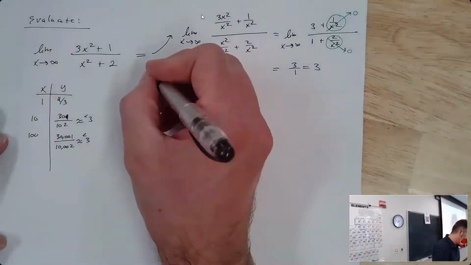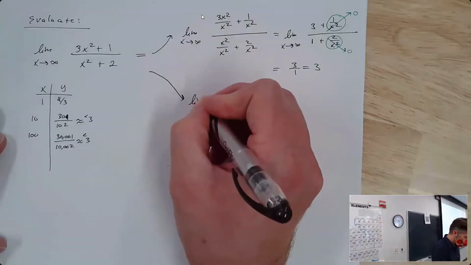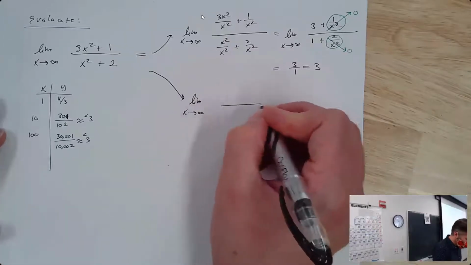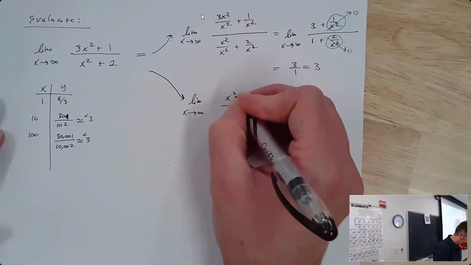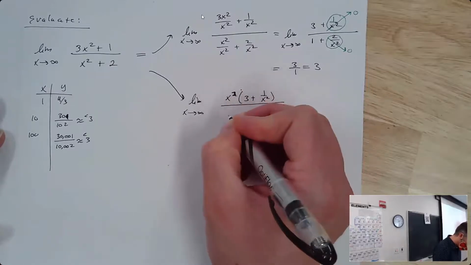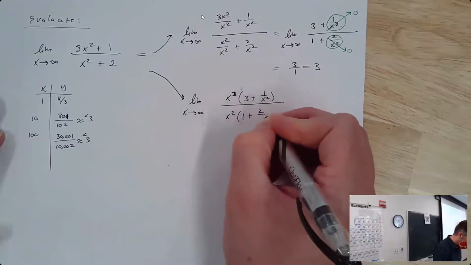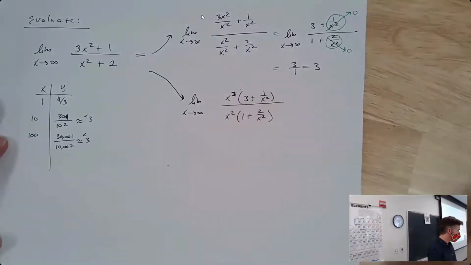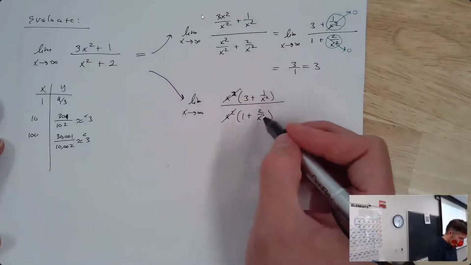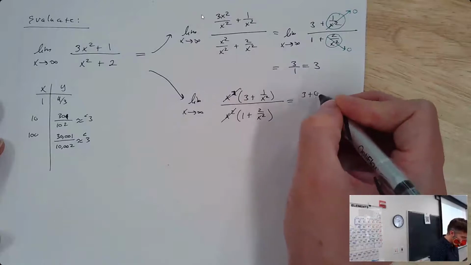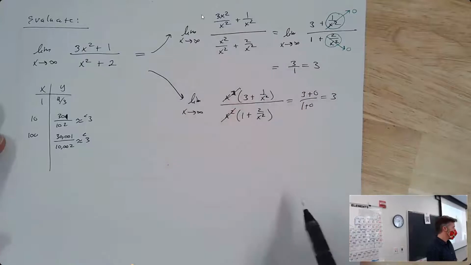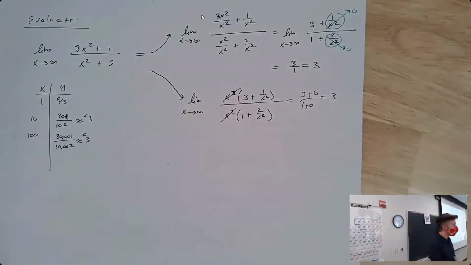The other way you can do this is instead of dividing everything by x squared, you can essentially still divide everything by x squared, but other people like to factor out the x squared and say, okay, it's x squared times 3 plus 1 over x squared over x squared times 1 plus 2 over x squared. It's literally the same work because you're going to cancel those x squared, and then this is still going to go to 0. This is still going to go to 0, and you're going to get 3 plus 0 over 1 plus 0, which is 3. This is just a difference of, I don't know. I mean, it's not really a difference at all.